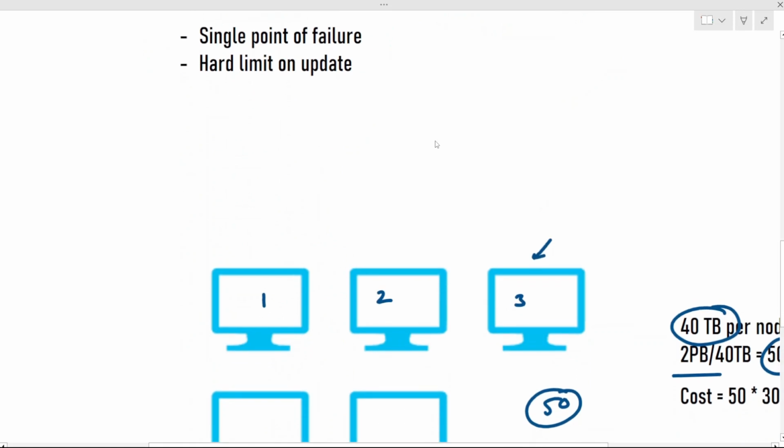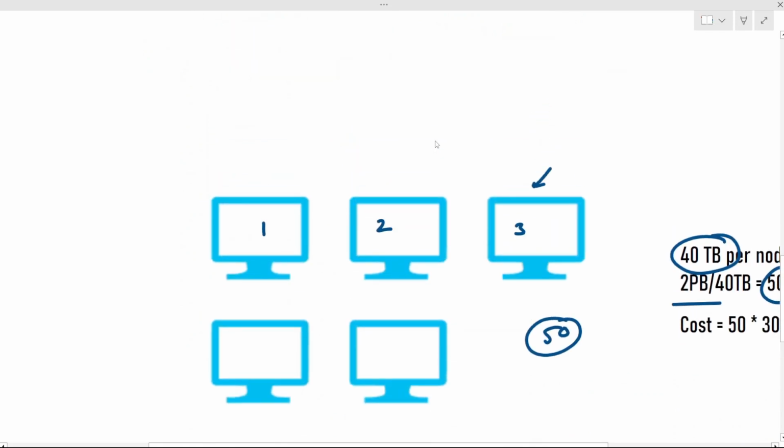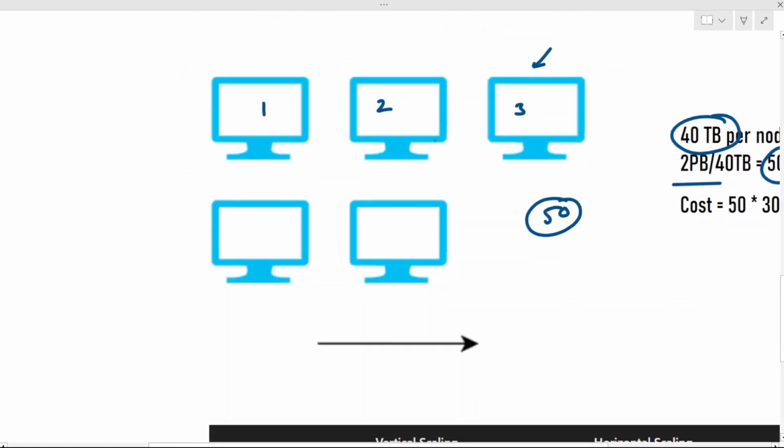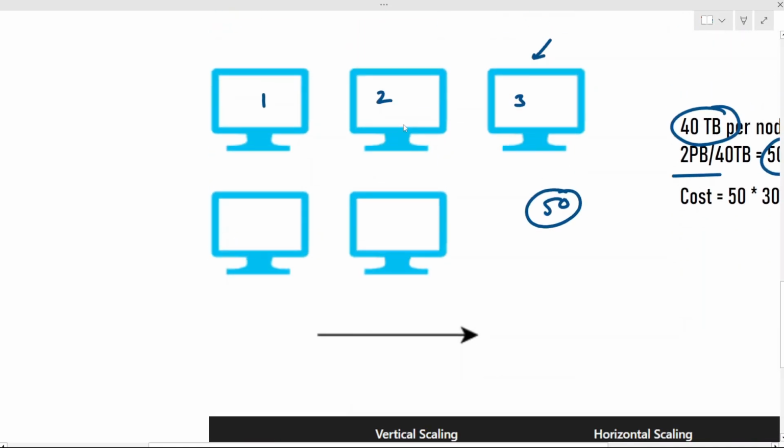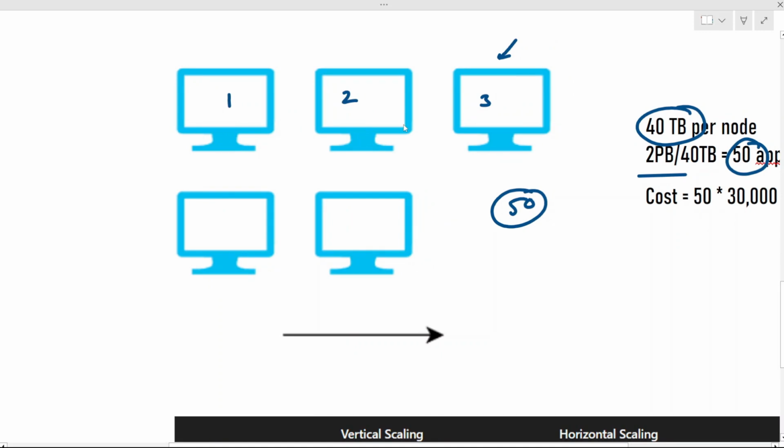And it also removes the drawbacks of vertical scaling, because it's not a single point of failure now, and also there is no hard limit. We can add more machines and just increase our storage. So this is why horizontal scaling is better.